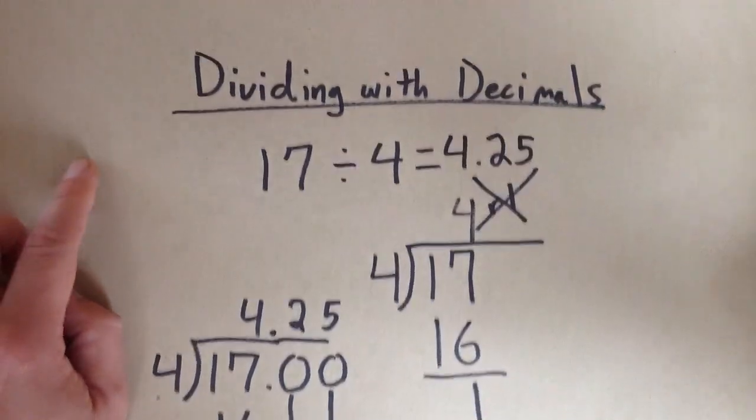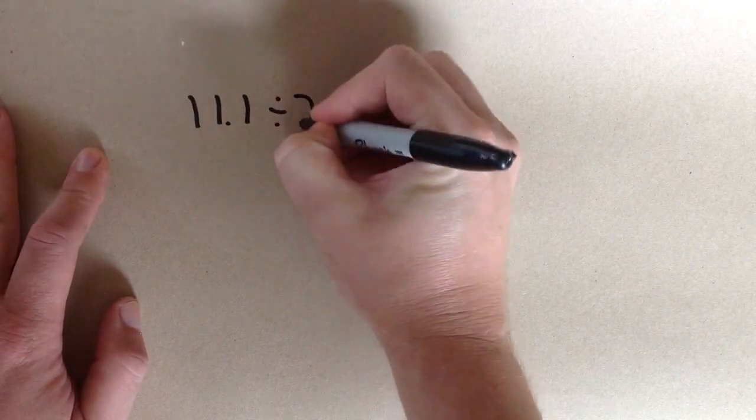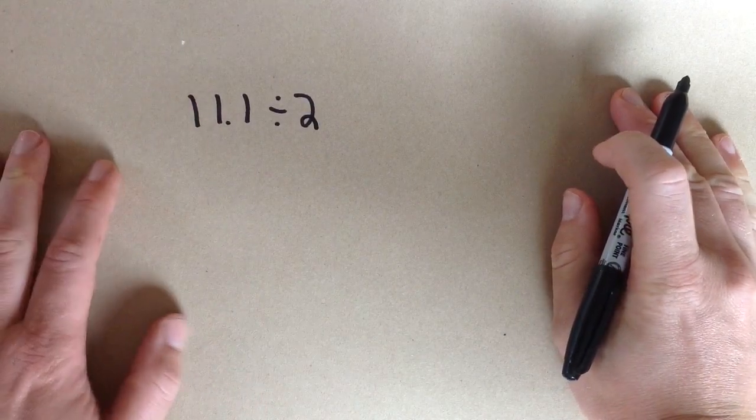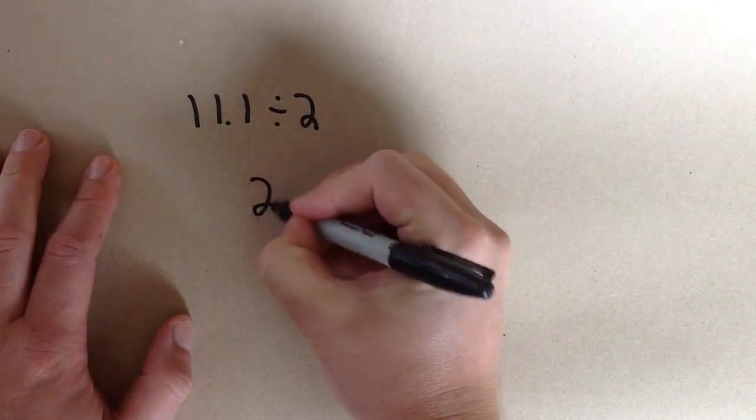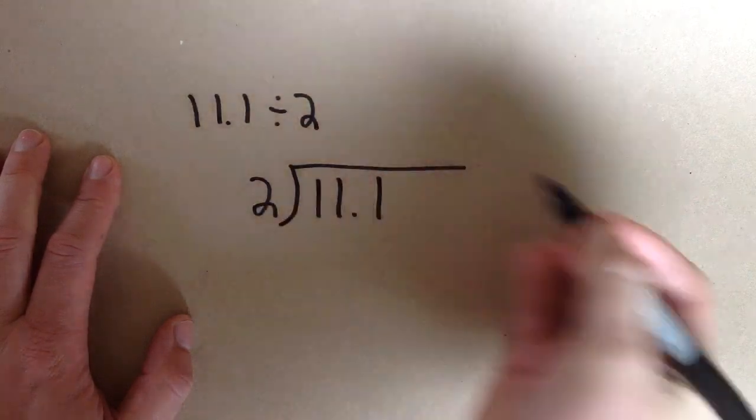Let's look at one more example. Let's say 11.1 divided by 2. Now this one already has a decimal in it. So that's okay. We're going to set that up properly. We're going to divide 11.1 by 2.